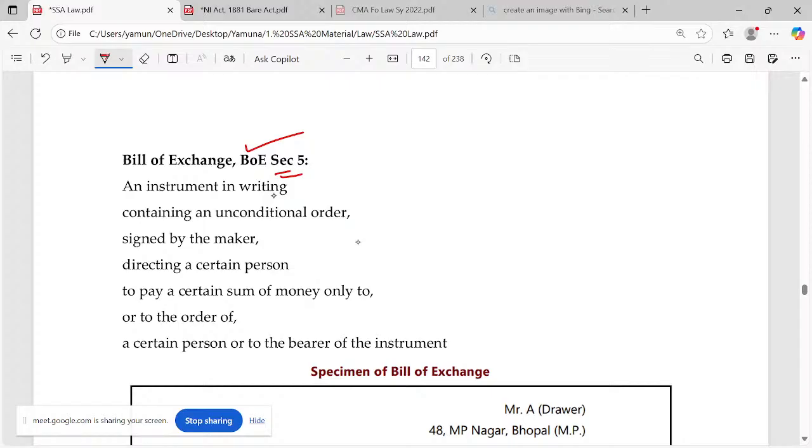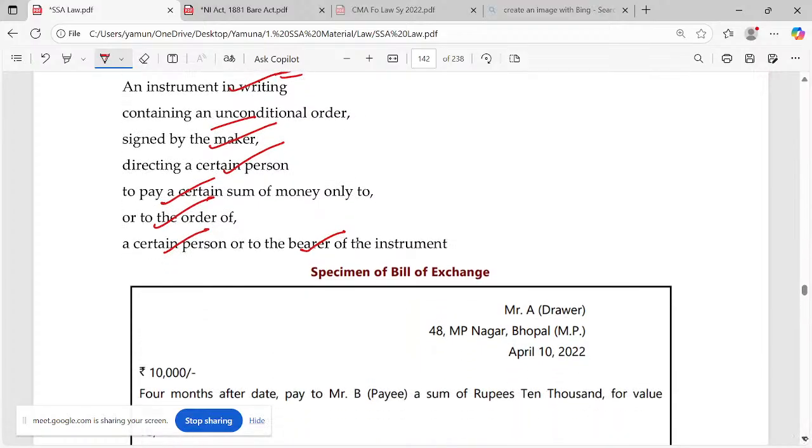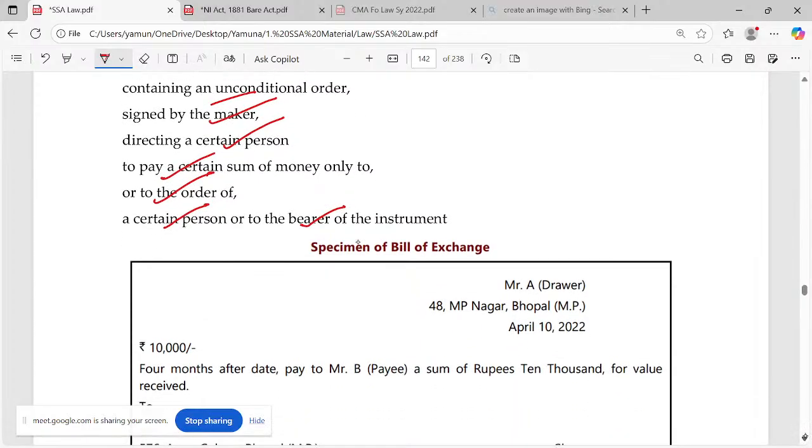Section 5, bill of exchange. It's an instrument in writing containing an unconditional order signed by the maker, directing a certain person to pay a certain sum of money only to, or to the order of, a certain person or to the bearer of the instrument. More or less it looks the same, but this is from the supplier's point of view.